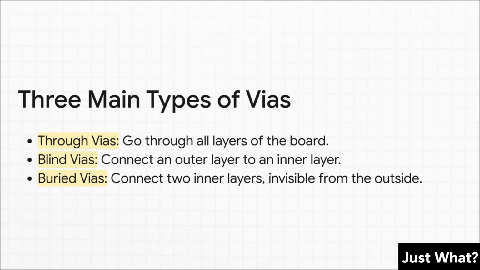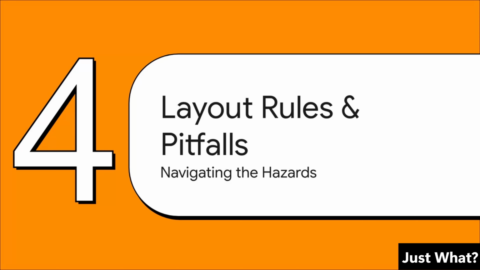You have your standard through via, which goes all the way through the entire board. But for really dense designs, we have cleverer options. A blind via connects an outer layer to an inner one, but doesn't go all the way through. And then you have buried vias, which are totally hidden. They connect two inner layers without ever coming to the surface. Pretty neat, right?